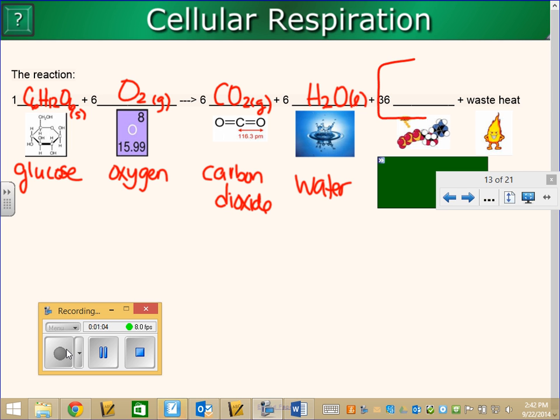Now here's something that's new. I'm telling you specifically that 36 ATP are going to be produced. Now this 36 ATP is going to come with a little star. That's what's produced in an animal cell under ideal conditions. The other thing that we get, and we saw this before, is some waste heat. So this is the reaction for cellular respiration.